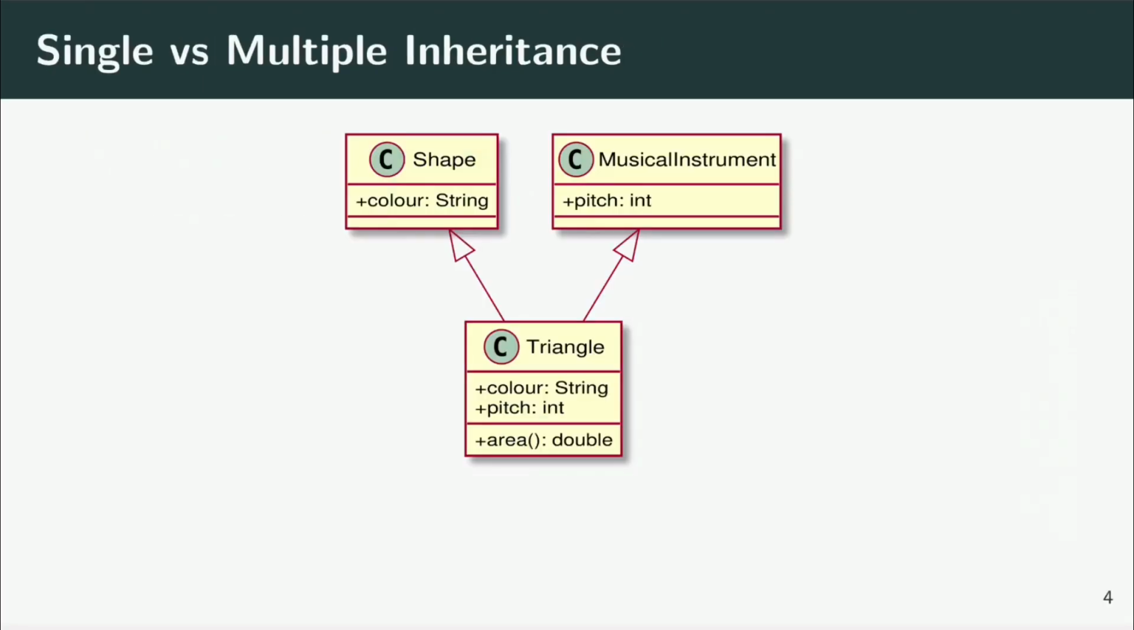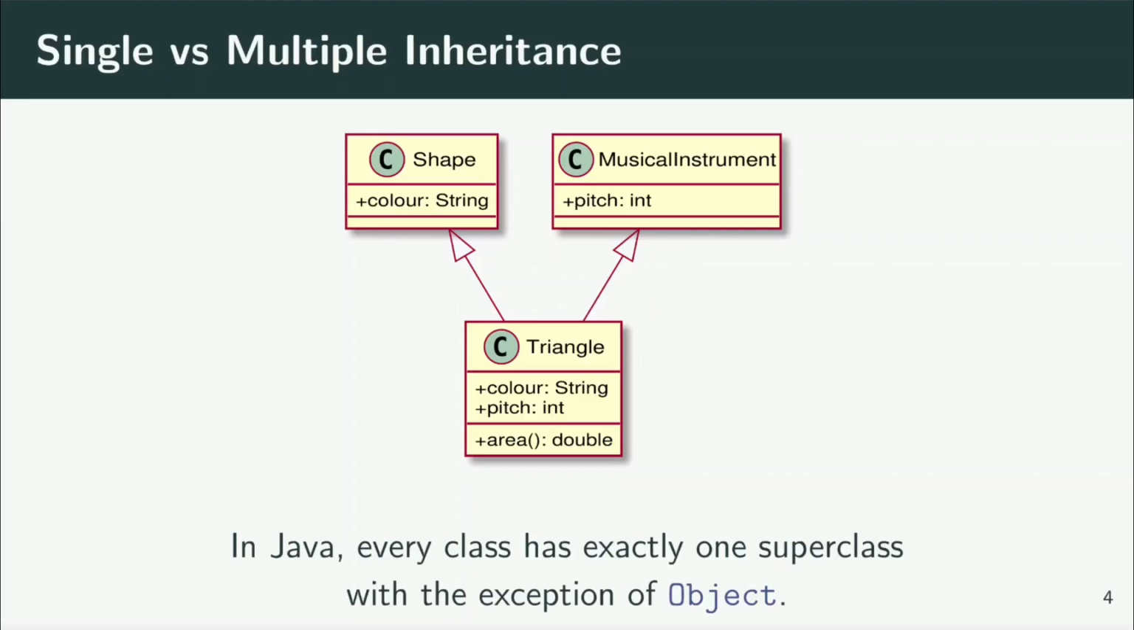A word on single versus multiple inheritance. You could imagine that it's useful to have a class being a subclass of multiple superclasses. For example, triangle could both be a two-dimensional shape and also a musical instrument. Then it would inherit attributes and methods from both these superclasses. In Java, that isn't possible. In Java, every class has exactly one superclass. So we are looking at single inheritance in Java versus multiple inheritance, which is possible in other languages such as Python and C#. There's only one exception, which is the class called object, which is the implicit superclass unless you're declaring a superclass, and therefore this makes object the root of all class hierarchies. Every class is a subclass of the class object in Java.